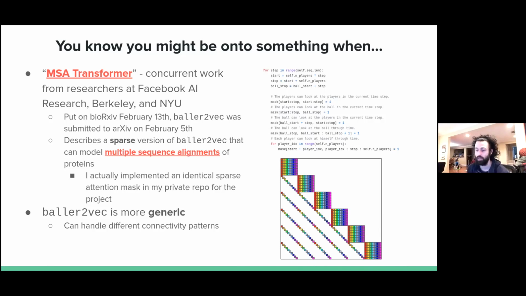Importantly, baller2vec is actually still more generic though, because we are thinking of this attention mask as an attention mask tensor. And so our model could handle more complex relationships between the inputs, the entities at each input. You can imagine each input being a graph where nodes are connected in a complex structure. Our model can inherently handle that because we're thinking of the attention mask as a reshaped attention mask tensor, and all you would have to do is encode that connectivity pattern in your attention mask.